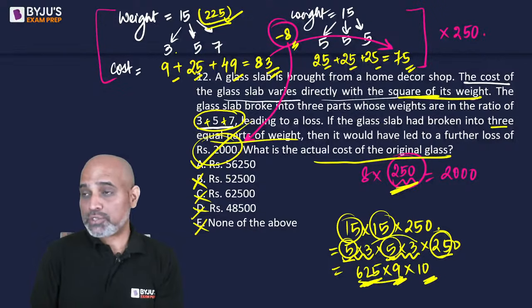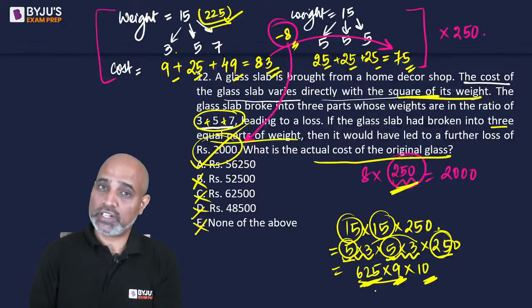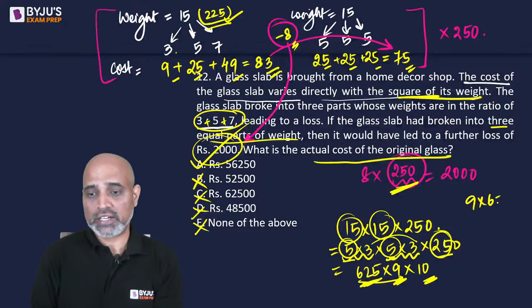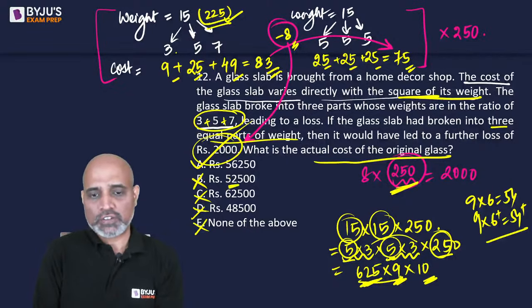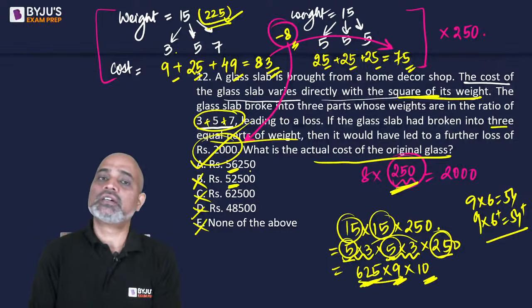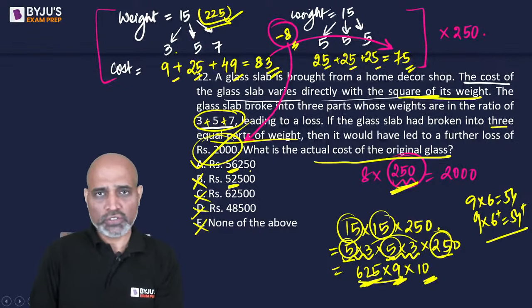Now I am too lazy or too shy to do 9 into 625. So I am doing 9 into 6. 9 into 6 is 54. So 9 into 625 will be more than 54. This is 52, this is more than 54. Look at only the initial digits, right?